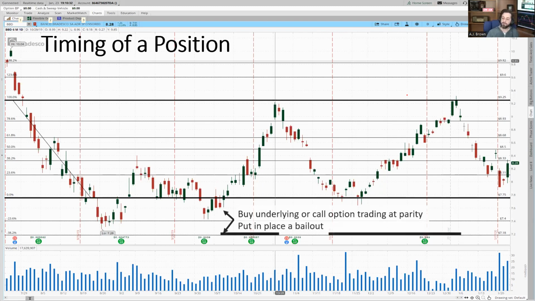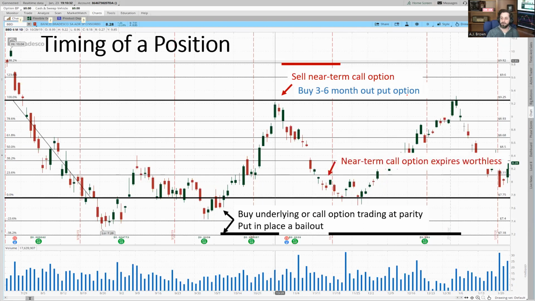What I like about it is we say we leg into them. In other words, if you're going to do a covered call, you buy your underlying or you buy that substitute call option trading at parity, you put your stop loss in place. When it reverses, you sell your near-term call and you buy your protective put. Your near-term call expires on its expiration date. That's when you roll back your put option, rinse and repeat.